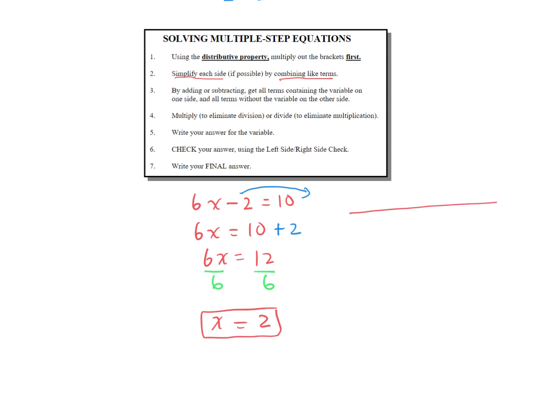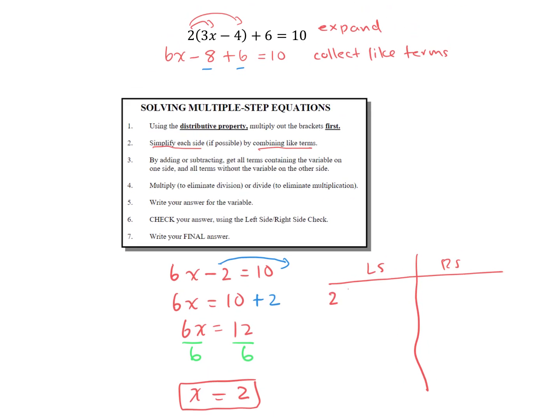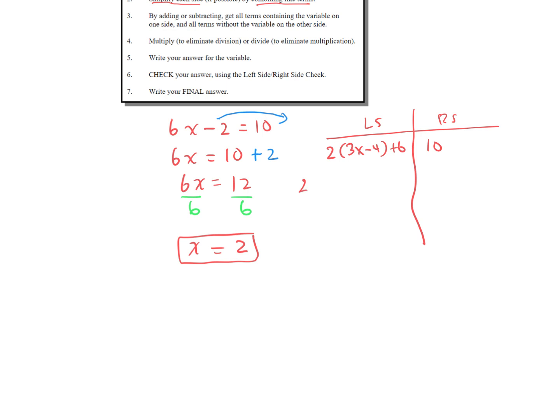I'm going to do a left side, right side check to see if I'm correct. So we're going to use the original question. So that is the original question. We think x is 2, so I'm going to put a 2 in for this x.